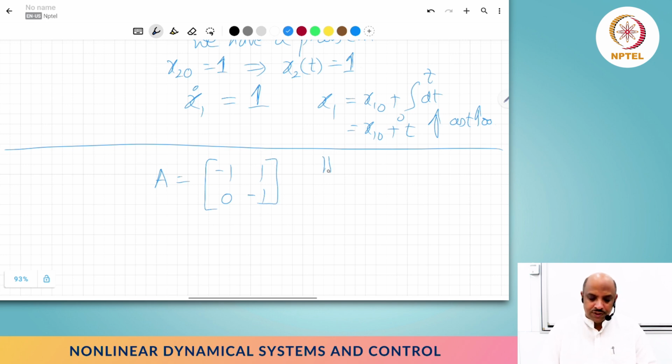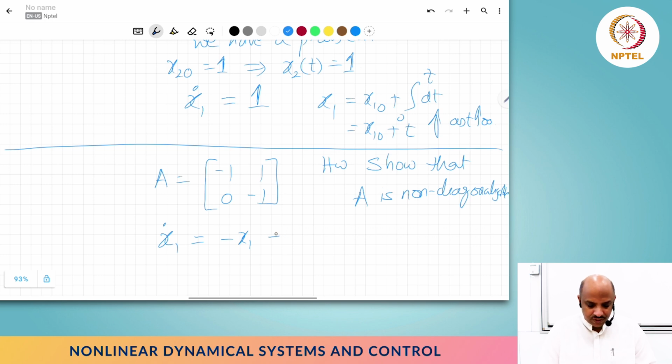Okay, but let's take a slightly different example, something like A = [-1, 1; 0, -1]. Homework for you is to show that A is non-diagonalizable. Okay, I just showed how to do that for one example, and you can try showing this. Now, how do I try to reconcile this particular system? Again, we'll have something like x1 dot is equal to minus x1 plus x2, and then x2 dot is equal to minus x2, right?